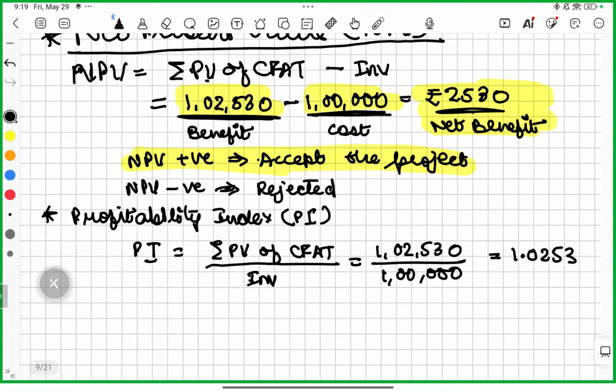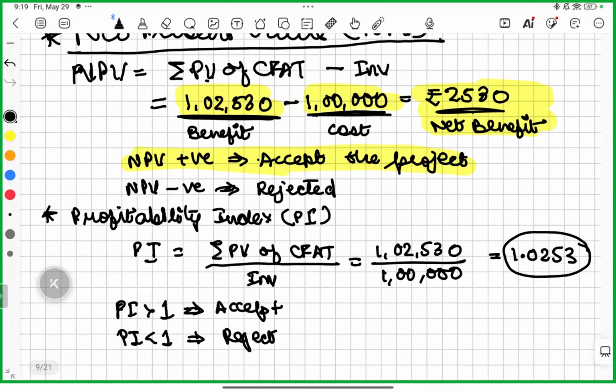Now, how do you decide whether to go for the project or not? The rule is if PI is greater than 1, you accept the project. If PI is less than 1, you reject the project. That is, you invested rupee 1 was your cost, and your benefit is 1.02. So your benefits are more than cost, so you accept the project.